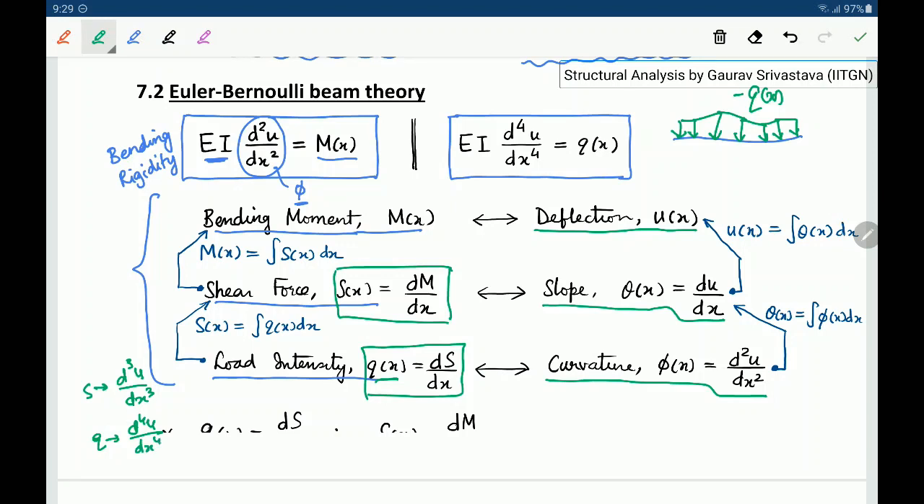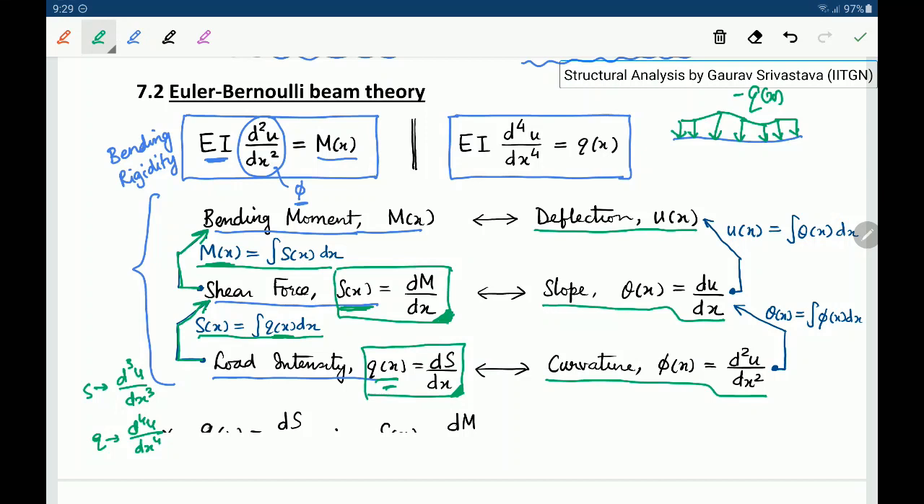Okay, and similarly, there can be a reverse relation. So if we integrate load intensity, we get shear force, and if we integrate shear force, we get bending moment. Or in other words, the area under a shear force diagram will give bending moment, and the area of the load intensity will give shear force. Conversely, the slope of a bending moment diagram will be equal to the shear force value, and the slope of the shear force diagram will be equal to the load intensity value.